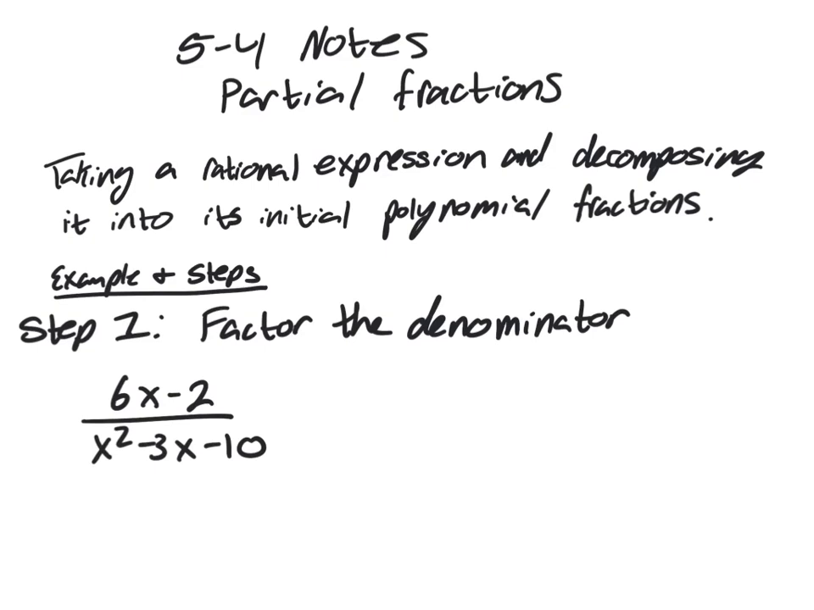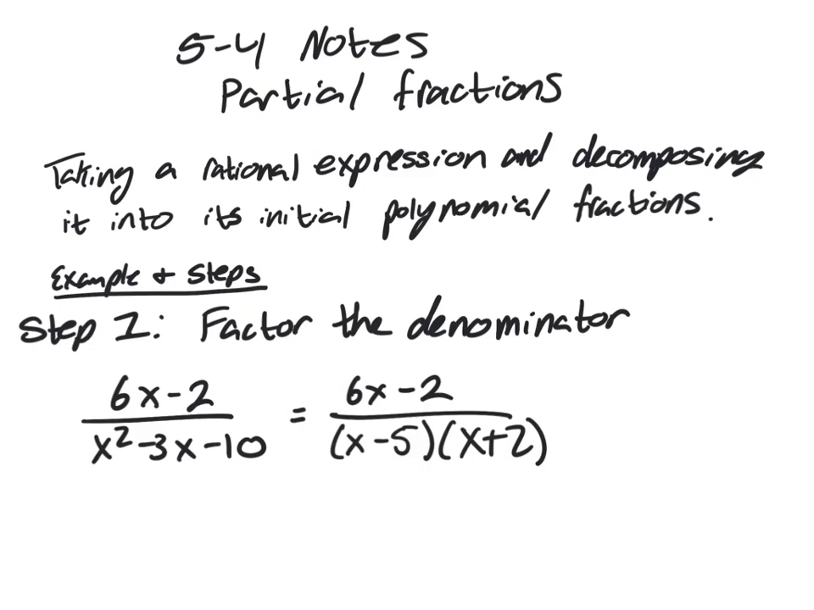So let's look at how we can do this, what this is going to look like, and what our end goal might be. So step one is going to be take a look at some sort of rational expression, and we want to just begin by factoring the denominator. So this is a quadratic that we're very familiar with factoring. So we're going to leave our numerator alone and simply factor this denominator into an x minus 5 and an x plus 2. Okay, that's all there is to step one.